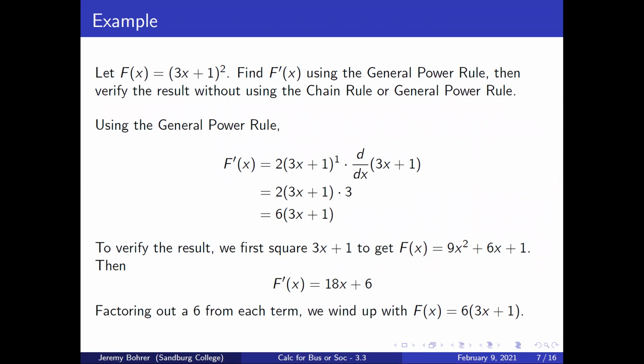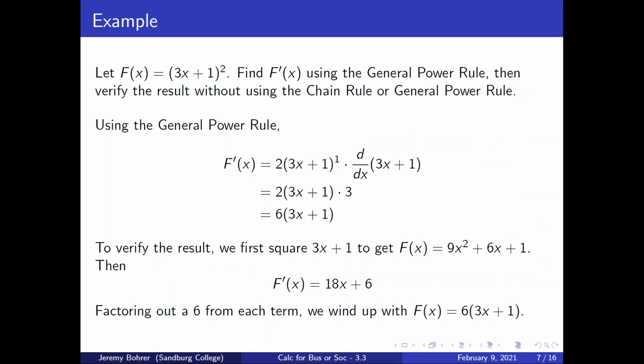For example, let f of x equal (3x plus 1) squared. Find f prime of x using the general power rule, then verify the result without using the chain rule or general power rule. Using the general power rule, f prime of x equals 2 times (3x plus 1) to the first power times the derivative of 3x plus 1, which is 2 times (3x plus 1) times 3, which is 6 times (3x plus 1).